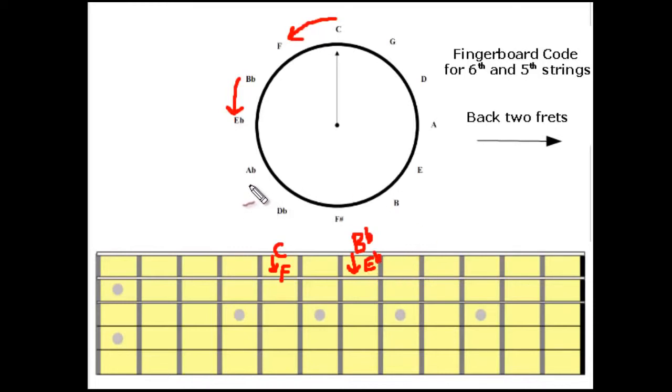The next 2 notes I want to find, A flat and D flat. Again, I'm going to use our fingerboard code back 2 frets. My new starting point will be at the 4th fret. There's A flat. Directly underneath, again, is my next note that I need, D flat.